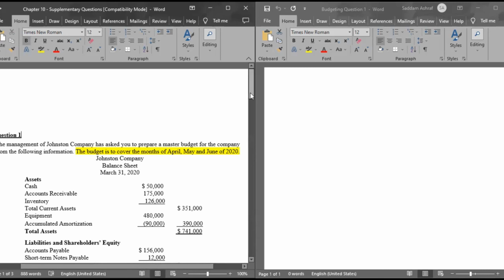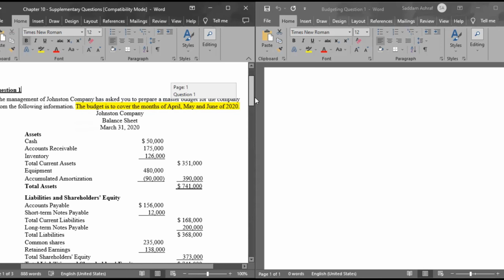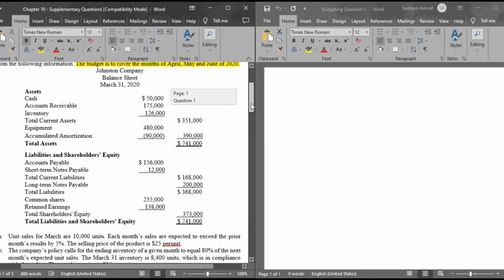Next, the examiner has provided some balances of the balance sheet. The first item he has provided is cash. The second is accounts receivable. Do you know about accounts receivable? Yes, these are the customers from whom we have to receive money in the future. Next is inventory, which is the closing balance of inventory. Then this is the total current assets.